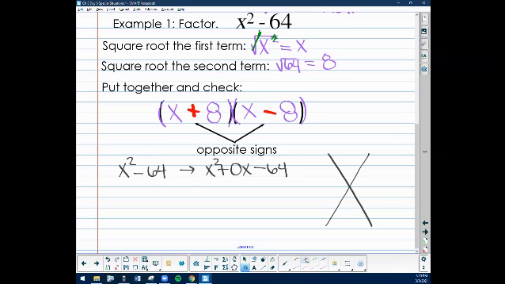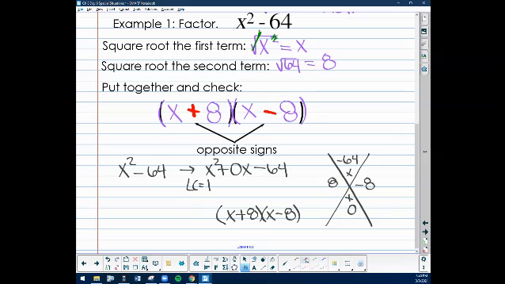Okay, the leading coefficient is 1. So we can just figure out, okay, what multiplies to give me negative 64, but adds to give me 0? Well, we've got positive 8 and negative 8. And then you know, okay, yeah, I know how to do that. x plus 8, x minus 8, and we're good.